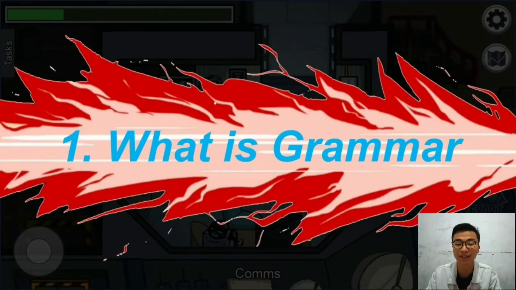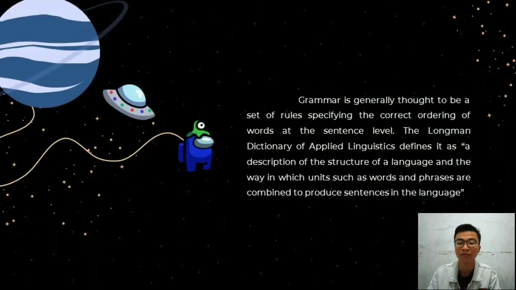Okay, I will explain the first subtopic. It is what is grammar. Grammar is generally thought to be a set of rules specifying the correct ordering of words at the sentence level. The Longman Dictionary of Applied Linguistics defines it as a description of the structure of a language and the way in which units such as words and phrases are combined to produce sentences in the language. It is the definition of grammar.